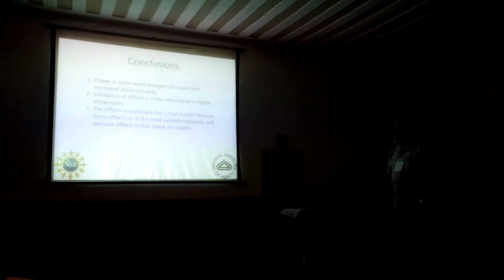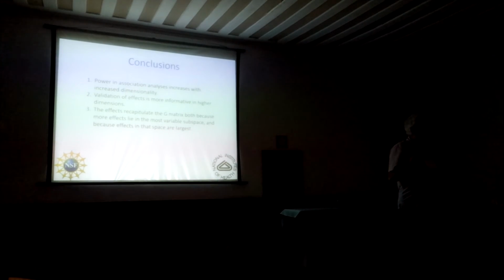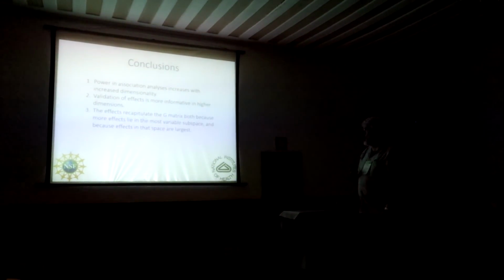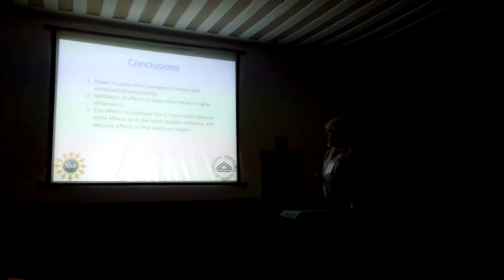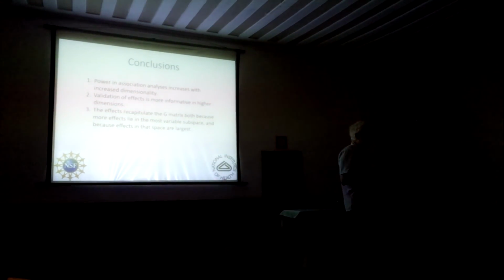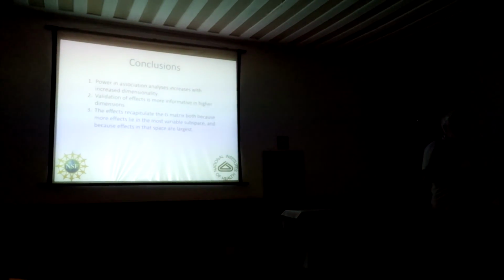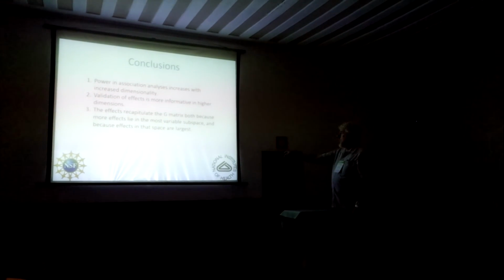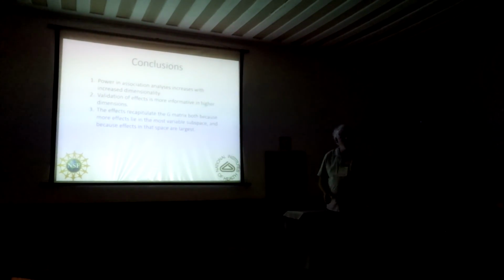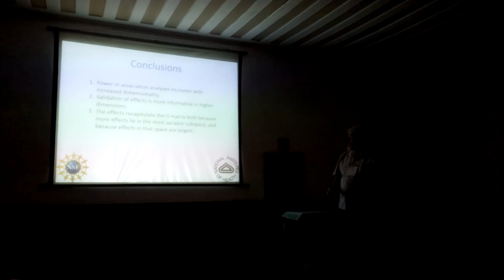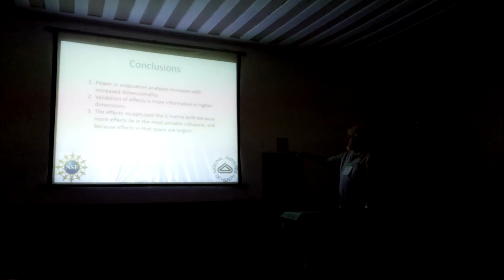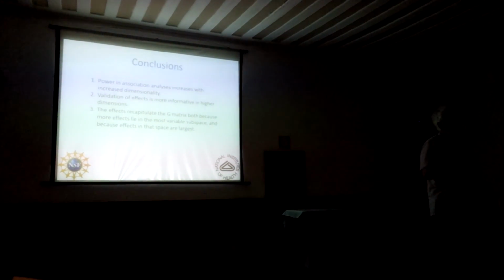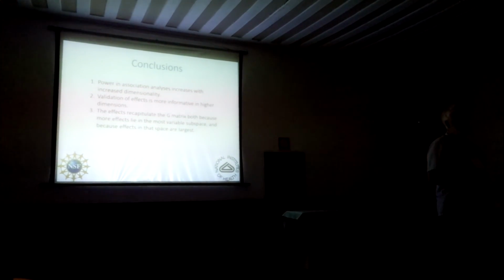So in conclusion, power is actually increased by a multivariate analysis. You're not going to lose much if you do that. Validation of effects is more informative. In other words, the direction of the vectors is something that's really interesting to look at. And then we do recapitulate the gene matrix pretty well with these SNPs, which of course kind of has to be true. But it seems to be both a signal of more effects on the variable dimensions and bigger effects pointing along those dimensions.